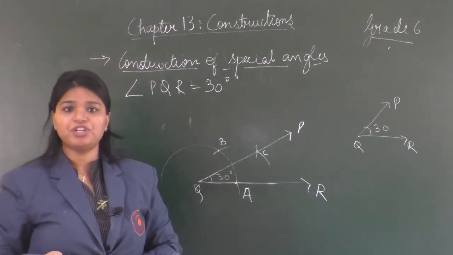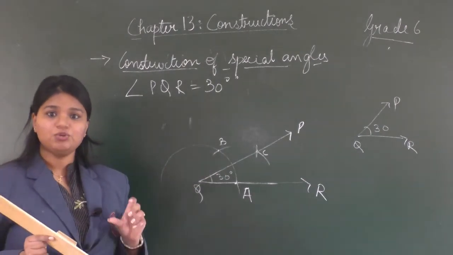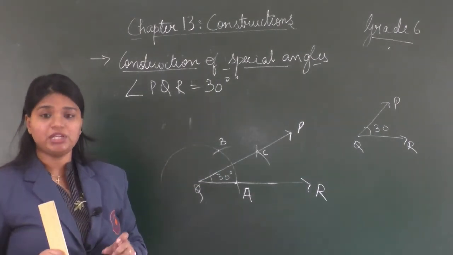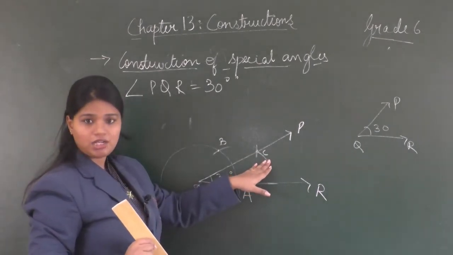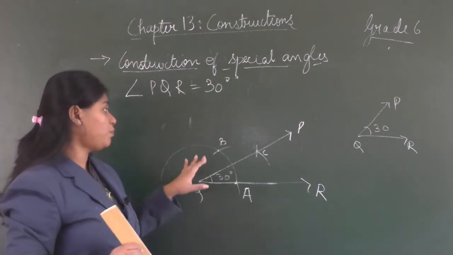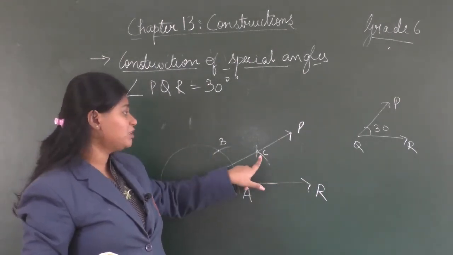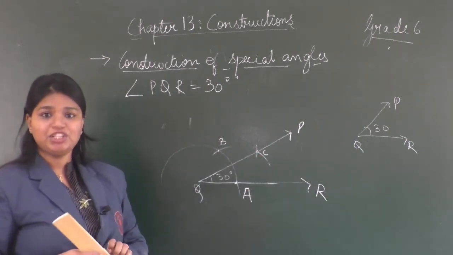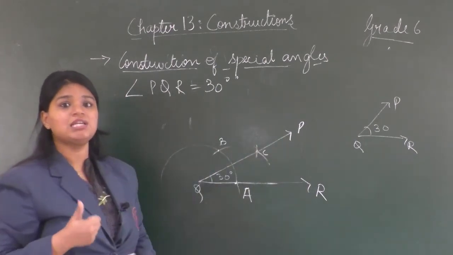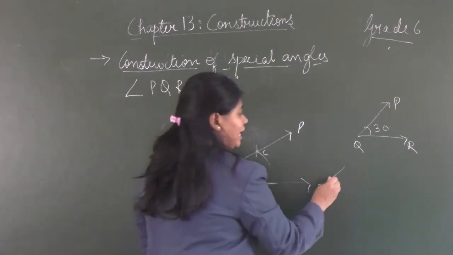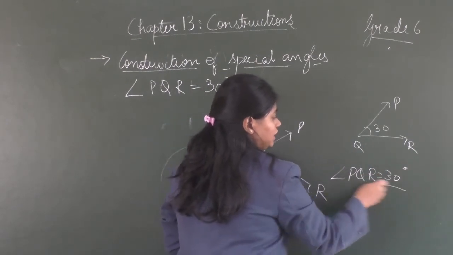So first what you need to do, you need to construct an angle equals to 60 degree. Then using your compass and the same measurement, you will place the compass needle on point A and draw an arc. Then you will place the needle on point B and cut the previously drawn arc. I have named this point as C. Then you will join C and Q and extend this arm and name it as P. So we have got angle PQR equals to 30 degree.